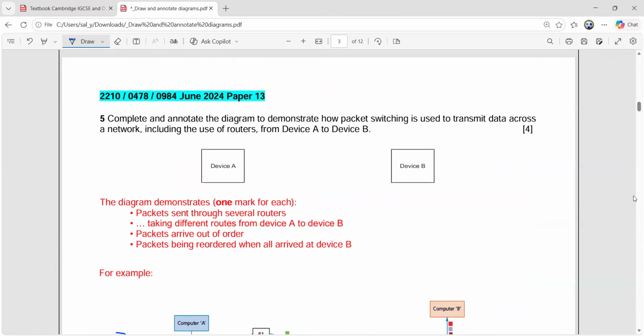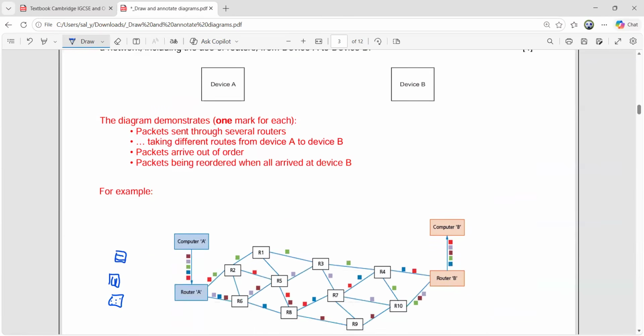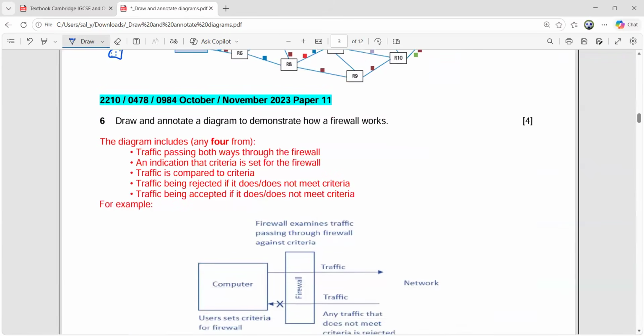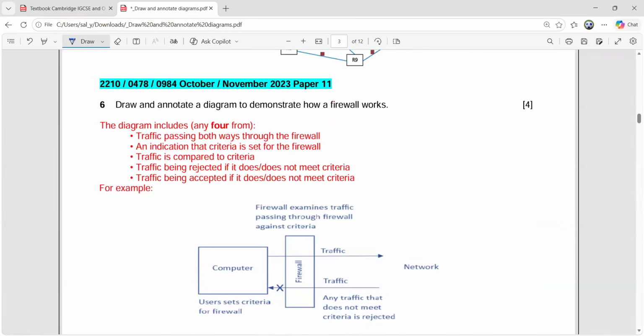Just be very clear about how to answer. Just be very confident about how to answer. Children, any questions, anything that is unclear till now? Now, next question. If there is no question, then let's move to the next one, and that is 2210 October November 2023 paper 11.